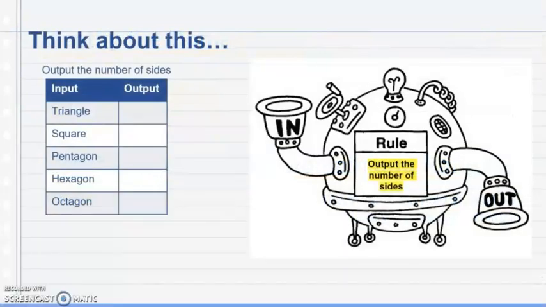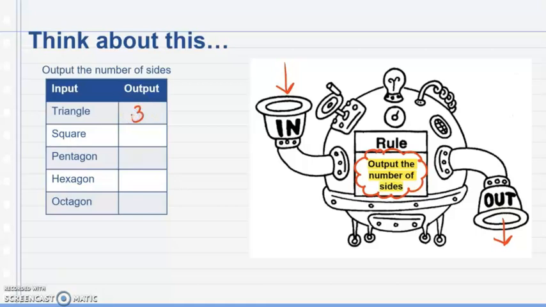Let's think about this. So yesterday we talked about inputs and outputs. So here's an example that you probably would be familiar with. If I used my function machine and my rule was the output will be the number of sides, I bet you we could fill out this table. If I put in triangle into my function machine, how many sides would come out, or what would be my output? Well, a triangle has 3 sides.